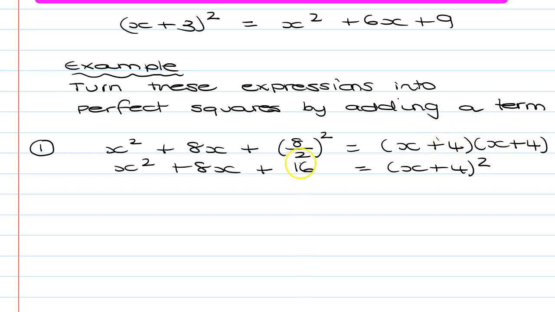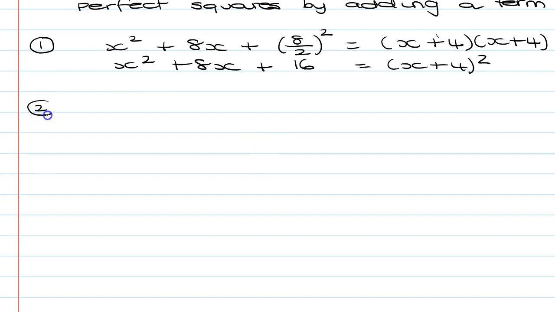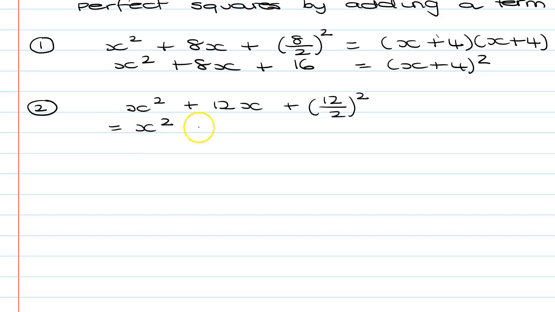So we know that we have to add half the coefficient of x squared to make this expression a perfect square. Let's try another one. Let's try x squared plus 12x. So again, let's half and square this number. So I'm going to add 12 over 2 squared to hopefully make that a perfect square. So that becomes x squared plus 12x plus 6 squared, which is 36.